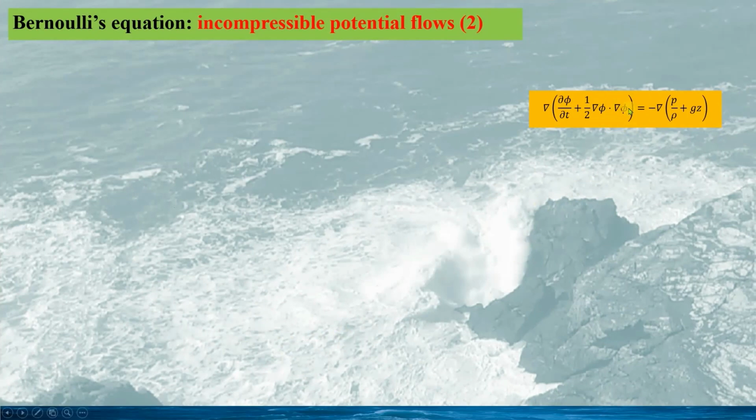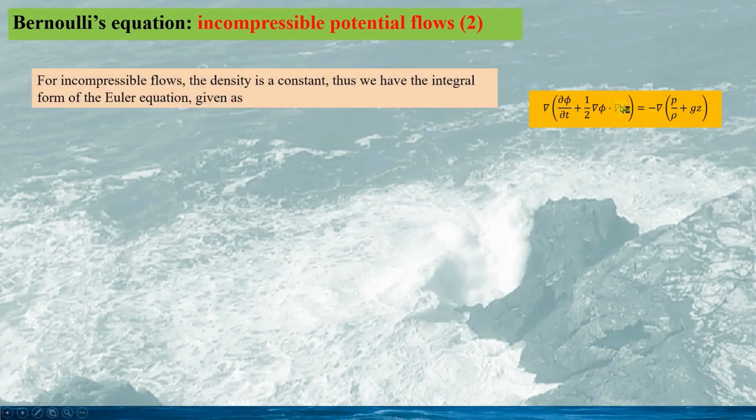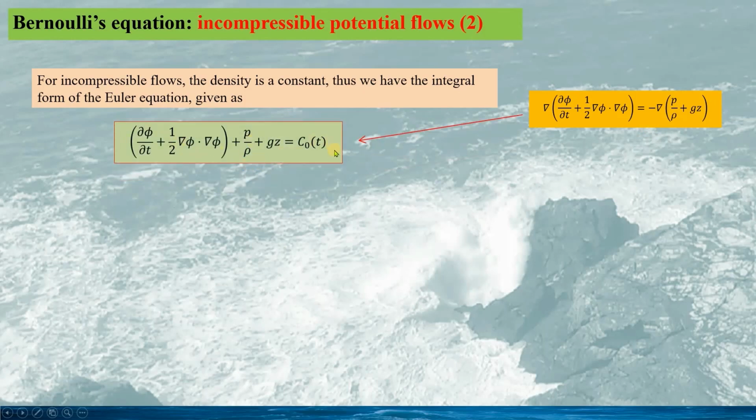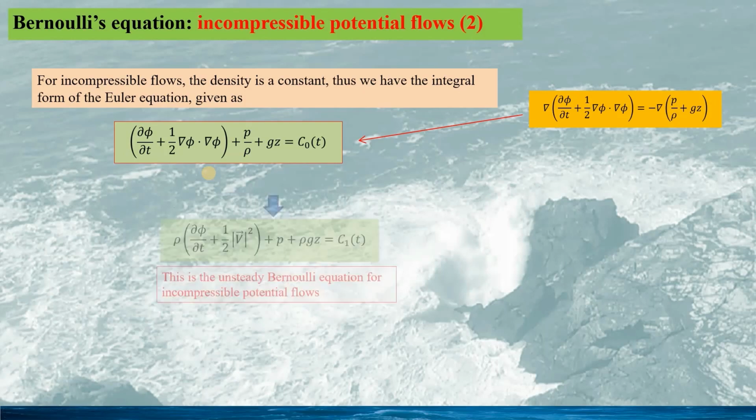So from the expression for the potential flow, we can see this differential equation is integrable. So we can integrate this equation as this. This is the Bernoulli equation. And we can see this is the integral form of this equation. This is why we call the Bernoulli's equation the integral form of the Euler equation.